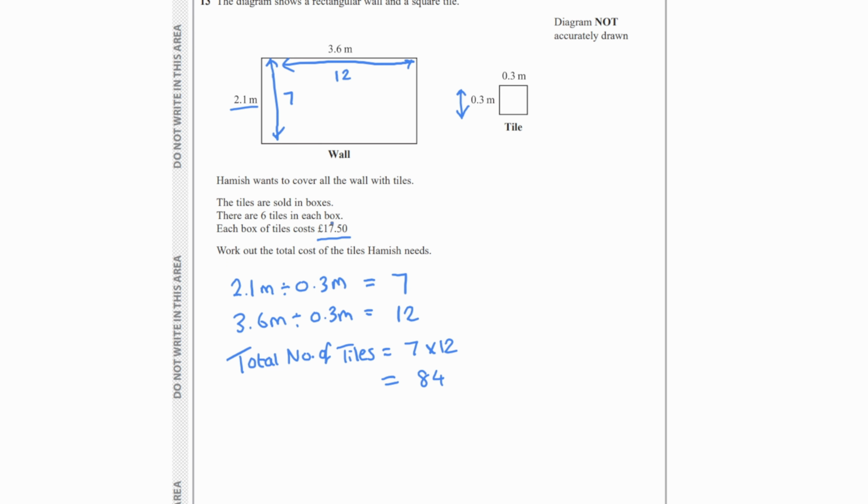So there are 6 tiles in each box. So let's work out how many boxes we'd need. So we'll say number of boxes is equal to the 84 tiles that we need divided by 6. This will tell us how many boxes we need.